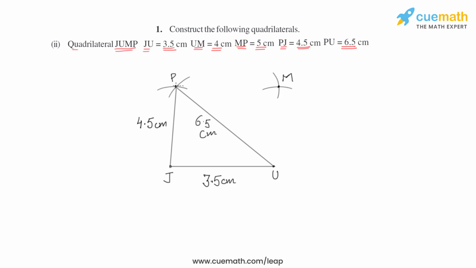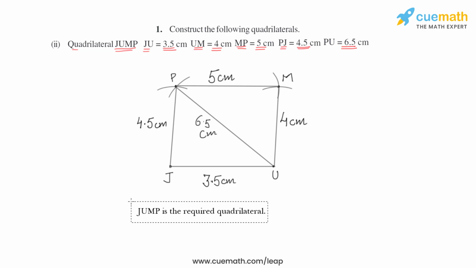So join MP and UM, where MP is 5 centimeters and UM is 4 centimeters. So this quadrilateral JUMP is the required quadrilateral for the second part. Let's do the third part now.